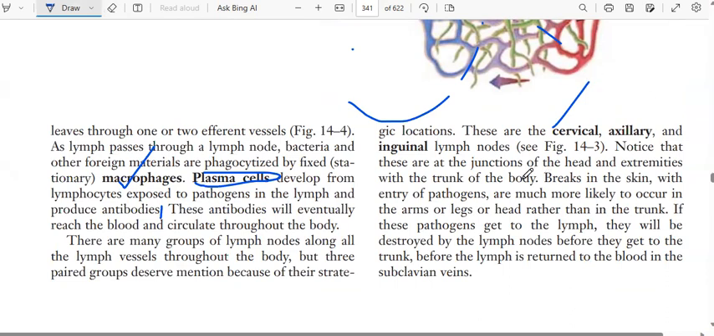Notice that these are the junctions of the head and extremities with the trunk of the body. Breaks in the skin with entry of pathogens are much more likely to occur in the arms or legs or head rather than in the trunk. If these pathogens get in the lymph, they will be destroyed by the lymph node before they get into the trunk, before the lymph is returned to the blood in the subclavian veins.